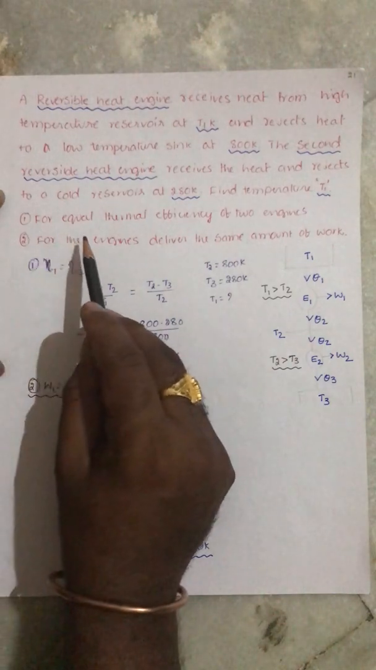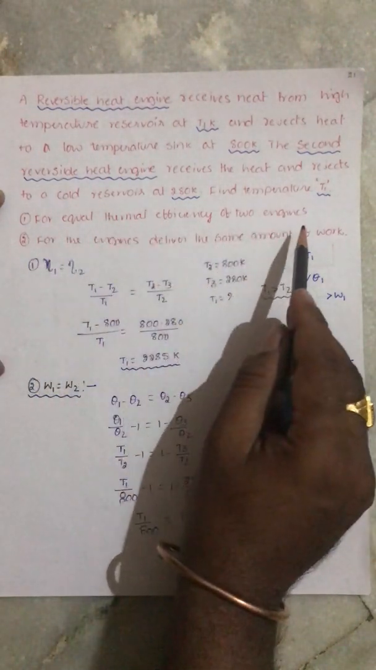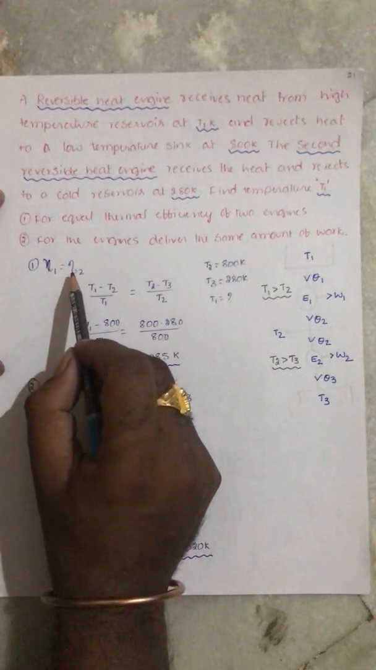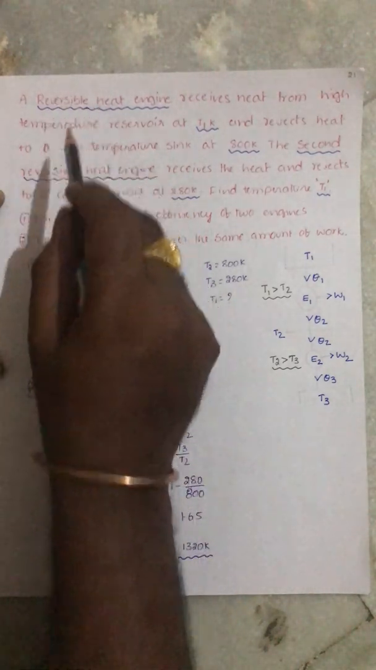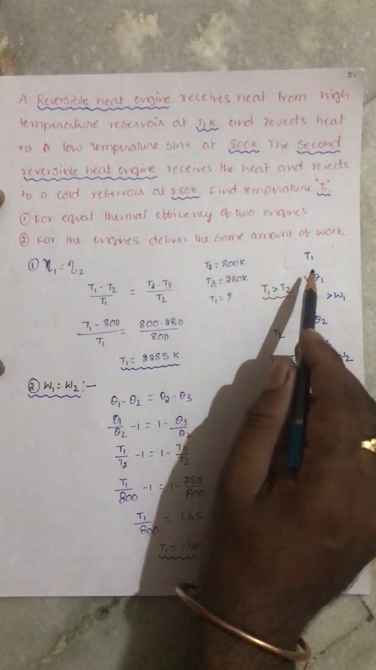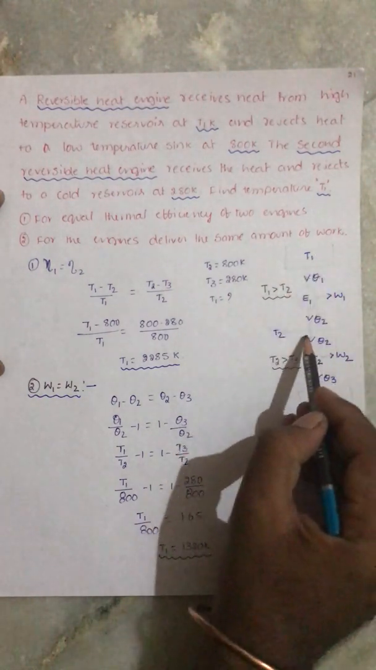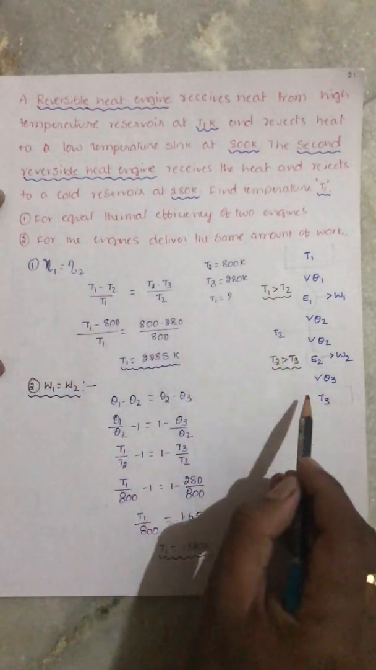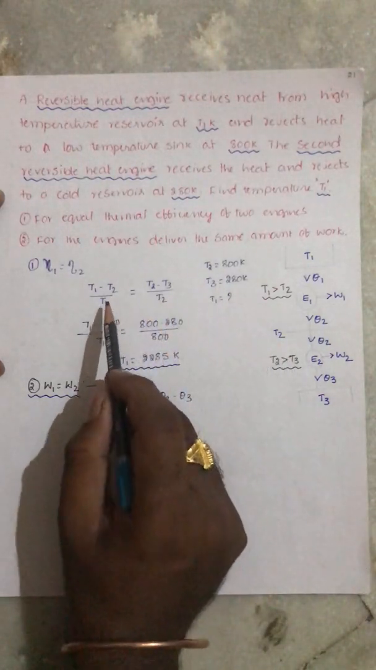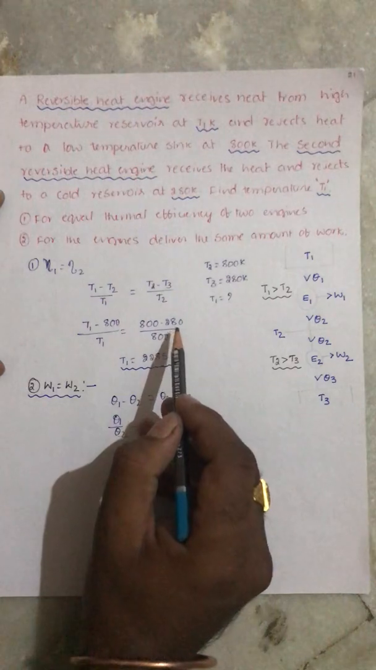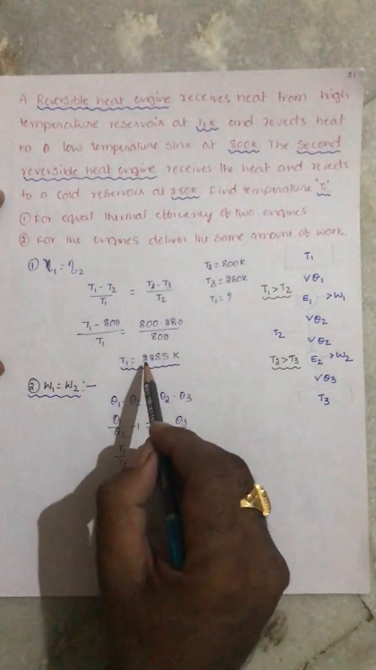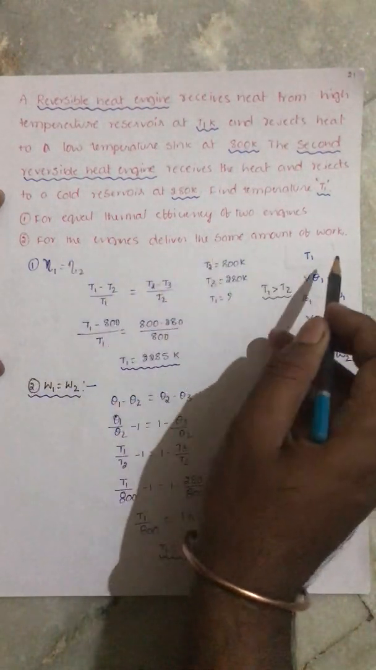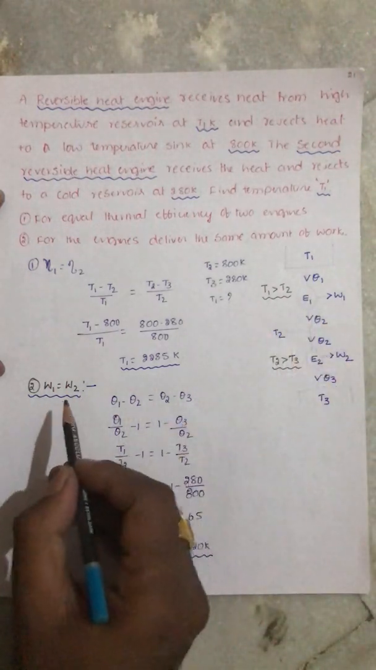For example, let us consider the first situation, equal thermal efficiency of the two engines. That is, eta 1 equal to eta 2. Both engines are reversible, so the efficiency of engine 1 is a function of T1 and T2: (T1 minus T2) by T1. For engine 2, the efficiency is (T2 minus T3) by T2. You know T2, and T3 has been given as 280, so you can get the T1 value as 2285 Kelvin.